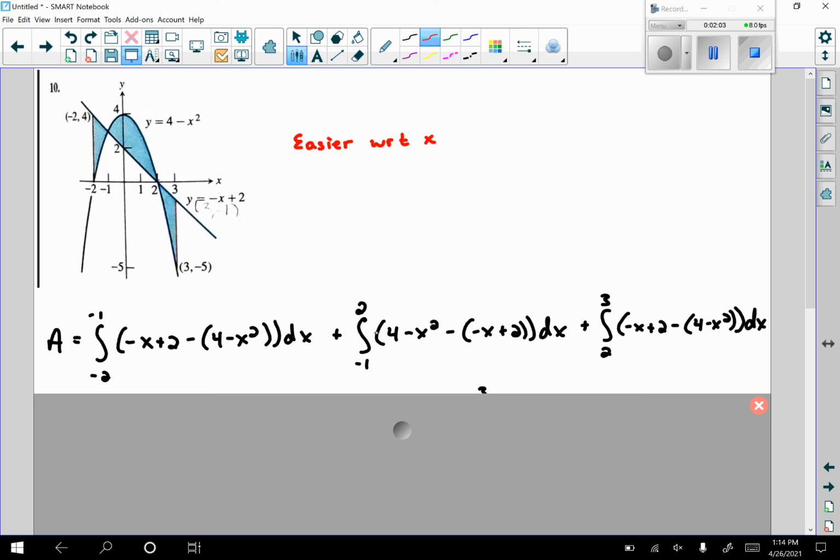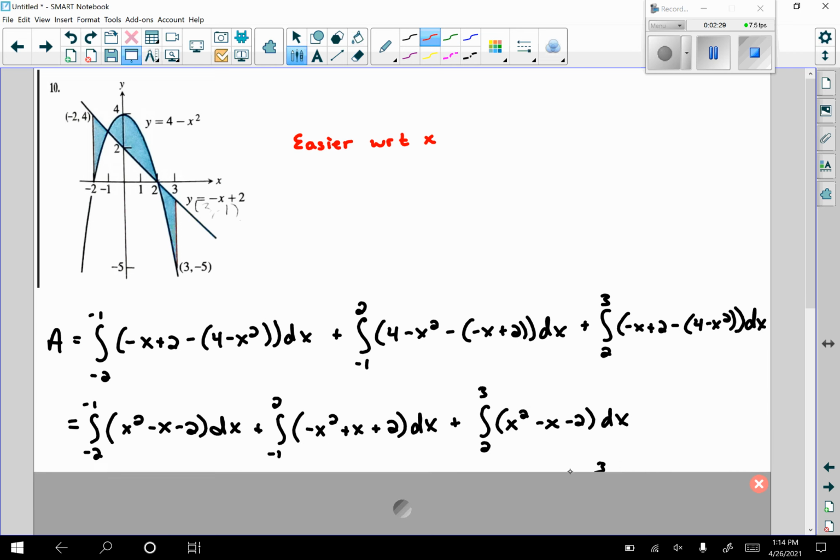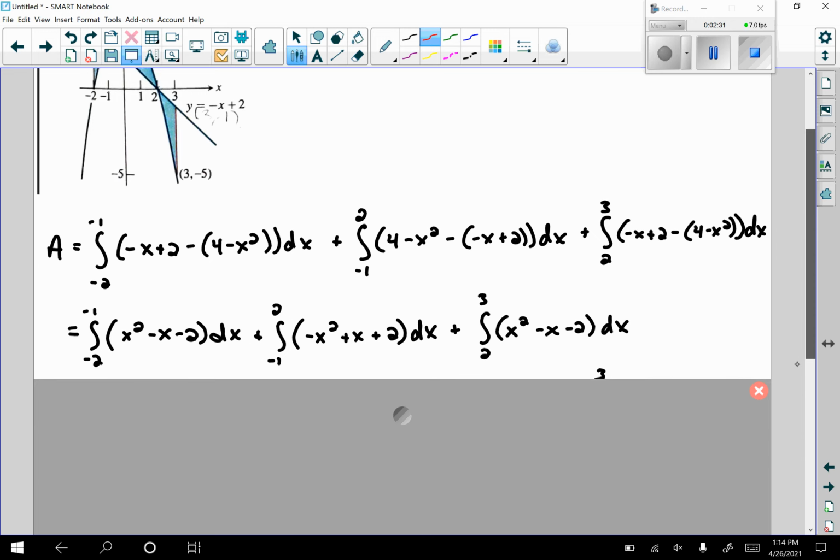Don't forget the dx. Plus the next set, our curve switch. We're going from -1 to 2. Our top curve is the parabola, 4 minus x squared, minus the quantity -x plus 2 dx. And our third integral, we're back to the line being the top curve and our parabola being the lower curve. So we're the integral from 2 to 3, -x plus 2, minus the quantity 4 minus x squared. The rest is just combining like terms, taking the antiderivative.